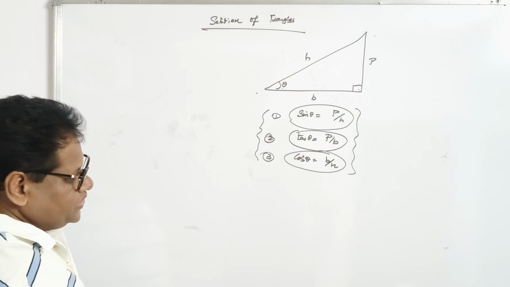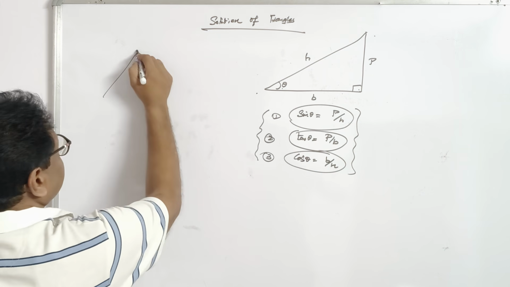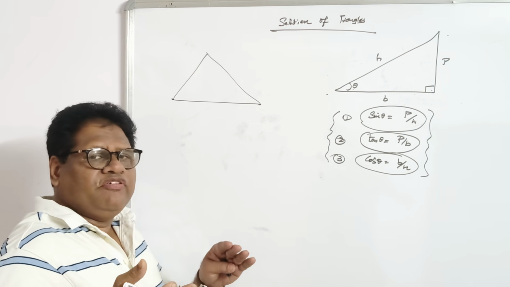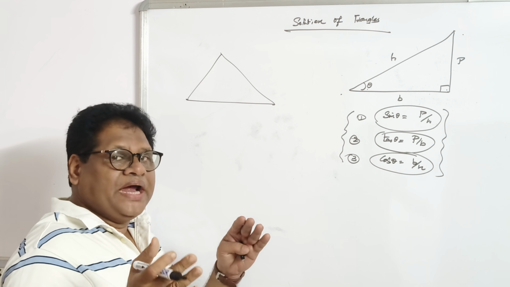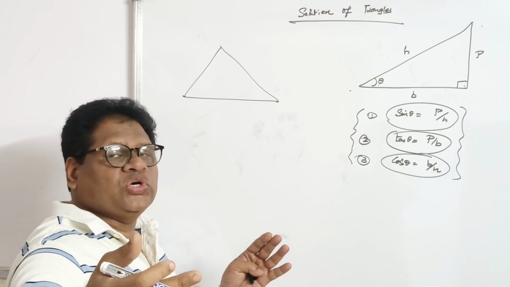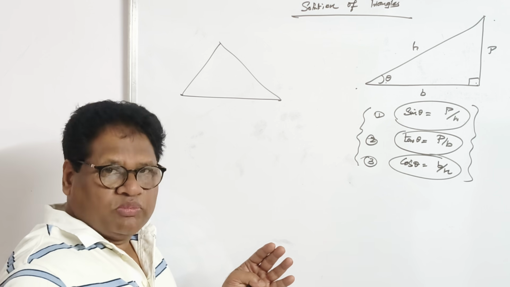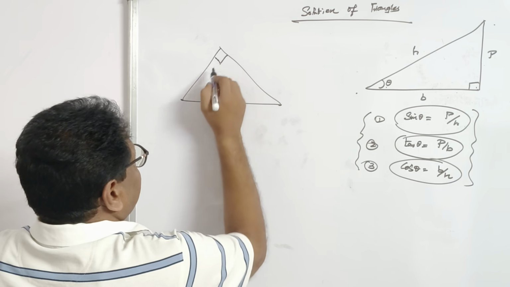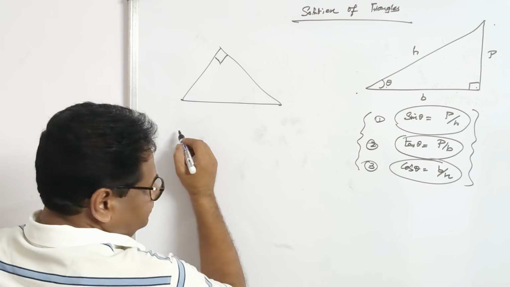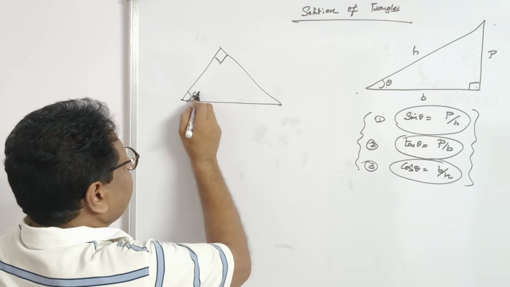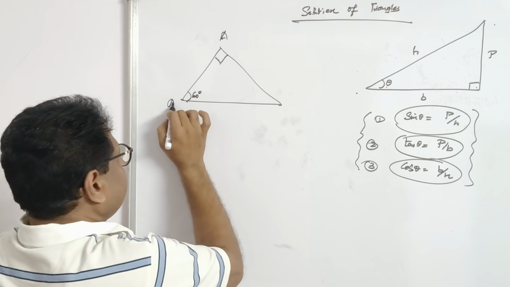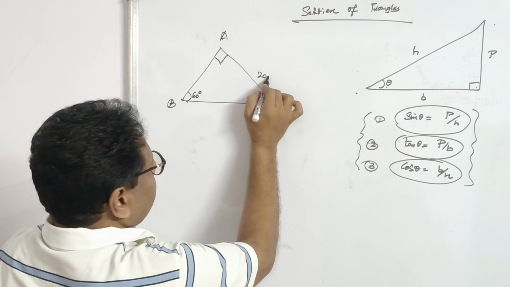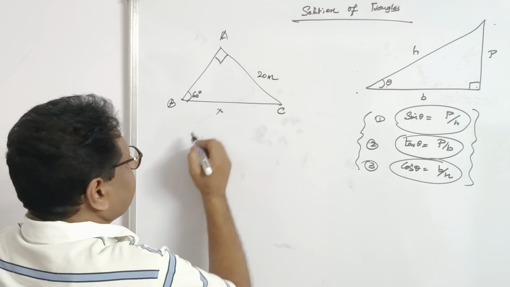Now let us take one question. Actually, this chapter is a brief introduction which has to be handled before you go to solve the height and distance problem sums. Now this is a right angle triangle, right angle over here. The angle, this is 60 degree. Suppose this is A, this is B, this is C. And this is given 20 meters. You have to find X.